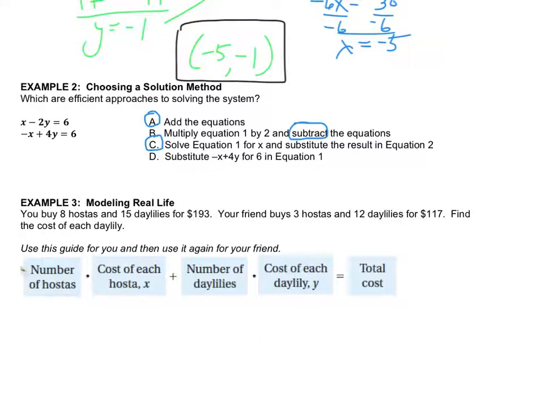The last one says to substitute negative x plus 4y for 6. Well, I can't replace 6 with something. 6 is a constant, so I definitely can't replace that one. So I'm going to say in this opportunity, A and C are efficient ways. Personally, I would say if you were asking me the most efficient way is letter A. The elimination method is a more efficient way for me to look at this, so I would say that A would be the best choice, but this is actually just asking for what is an efficient way. So A and C would answer that question.